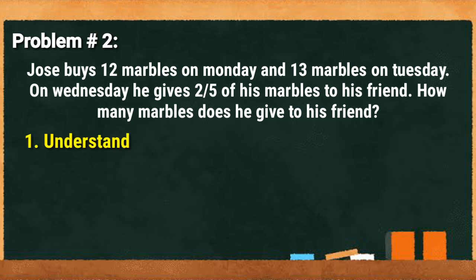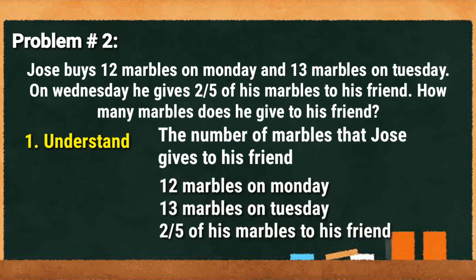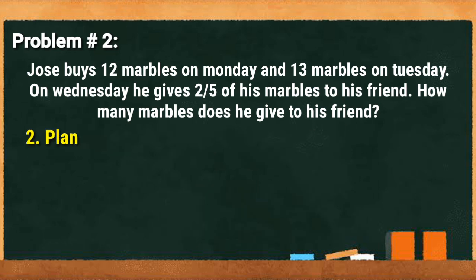Okay, we have to know what is asked in the problem. So the number of marbles Jose gave to his friend. And you have to consider also the given facts. We have 12 marbles Jose buys on Monday, 13 on Tuesday, and 2/5 part he gave to his friend. So this time you have to plan. We are going to make a diagram or a drawing.